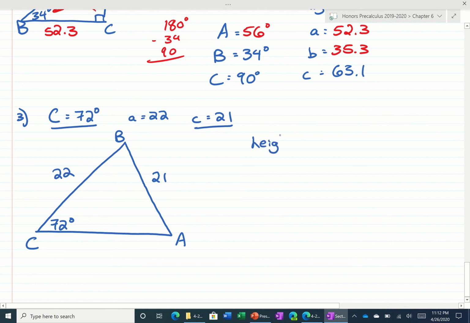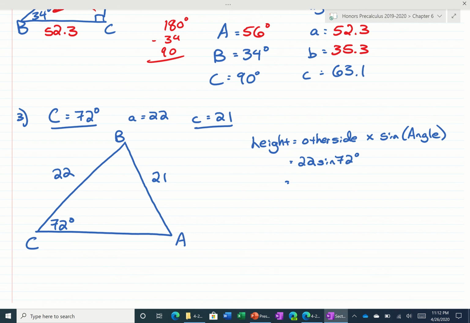First thing we do is we find our height. The height is always the other side, as long as you draw it like I did, times the sine of the angle. So the height would be 22 times the sine of 72. Alright, so let's see here. 22 times the sine of 72. That comes out to 20.9. Alright, so the height is smaller than the side opposite the angle.